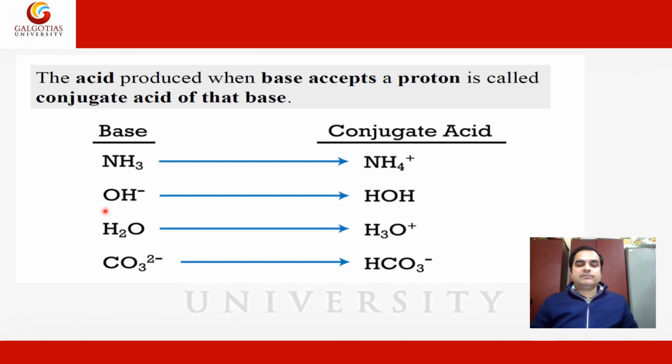Let us take another example. H2O will act as a base, and when it accepts a proton it will produce the H3O plus ion. So the H3O plus ion, that is the hydronium ion, is the conjugate acid of the H2O species. And in the case of the CO3 2 minus ion, which acts as a base, when it accepts a proton it will produce HCO3 minus, the bicarbonate ion. This bicarbonate ion acts as the conjugate acid of the carbonate ion.